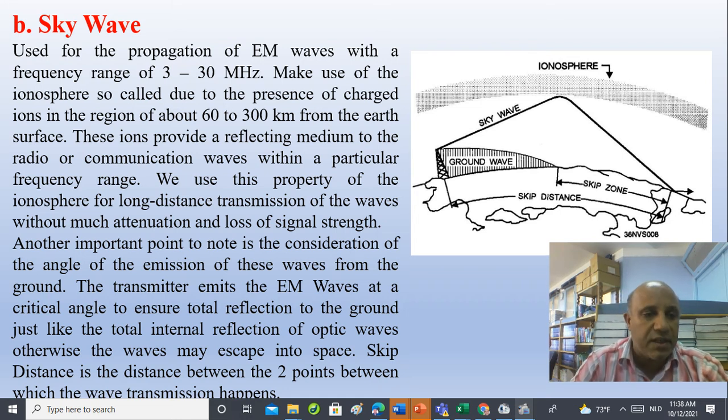Another important point to note is the angle of emission of these waves from the ground. The transmitter emits the EM waves at a critical angle to ensure total reflection to the ground, just like the total internal reflection of optical waves. Otherwise, the waves may escape into space. The escape distance is the distance between the 2 points between which the wave transmission happens.